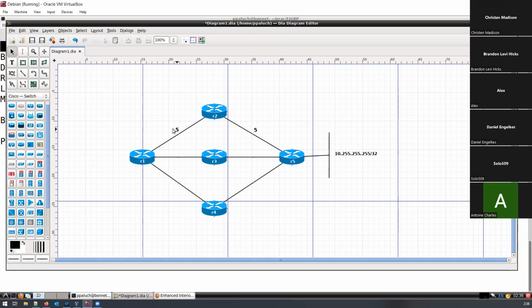I've set these delays to 5. The delay between 1 and 3 I've set to 8. And so also I did 8 here. And here, let me see what I did there. Here's the delay 2.